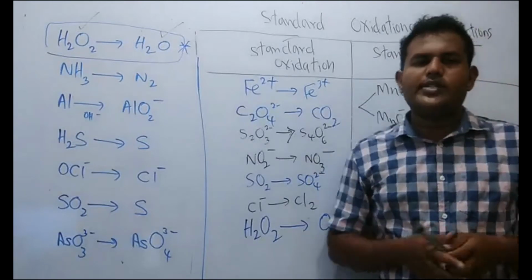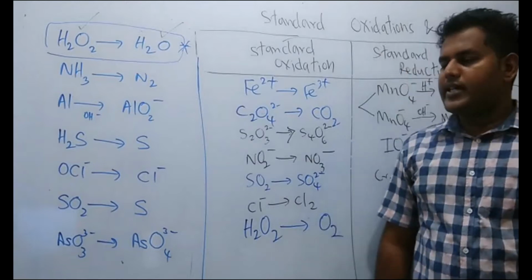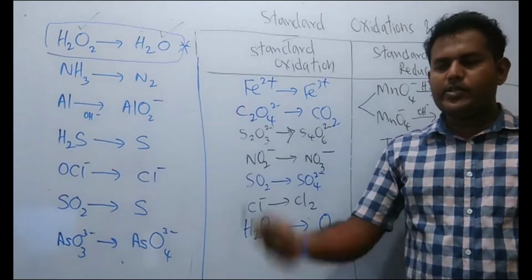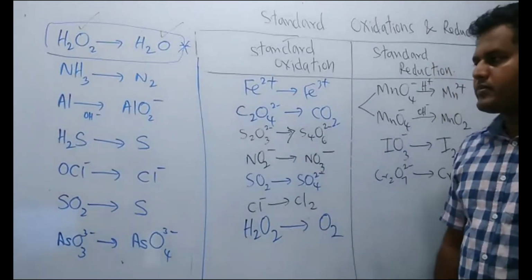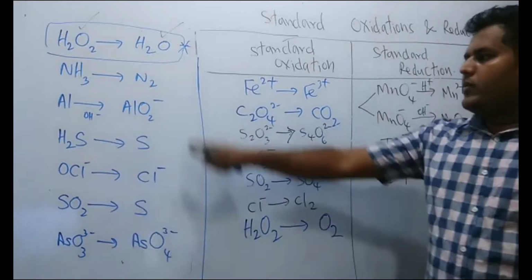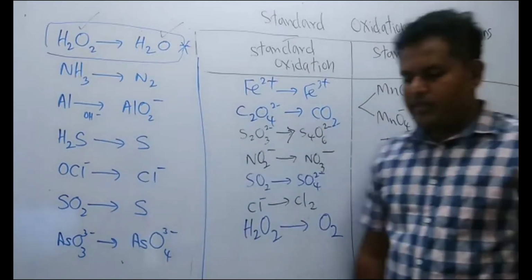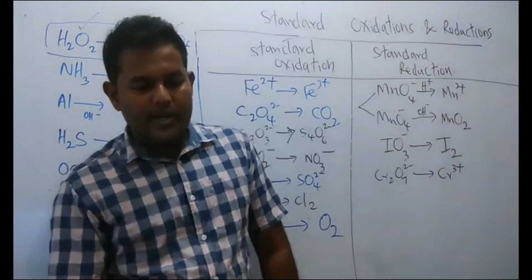H2O2 can oxidize and reduce at the same time. You have to decide whether it's oxidation or reduction depending on the other species. It can undergo oxidation as well as reduction. This OH minus means the medium, right? Just work out this one. Find the oxidation number of one atom and categorize it.